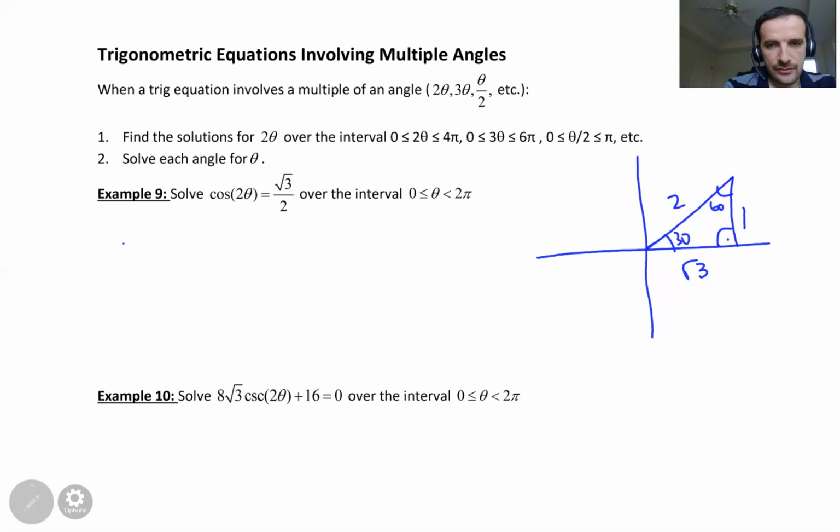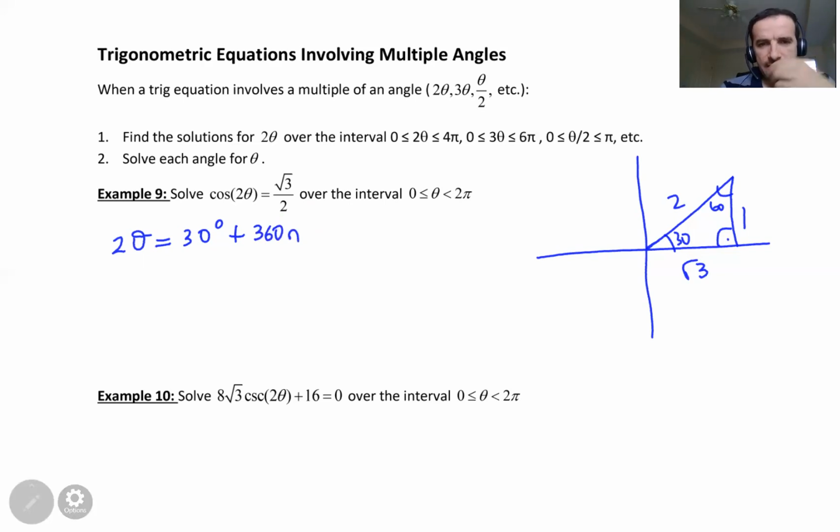So 2 theta is equal to 30 degrees plus 360n. You remember that, right? 360n or 2 pi n. Maybe I can write that way. It doesn't really matter, but I got the first angle in degrees, right? Maybe I can write this way. Okay, 360n.